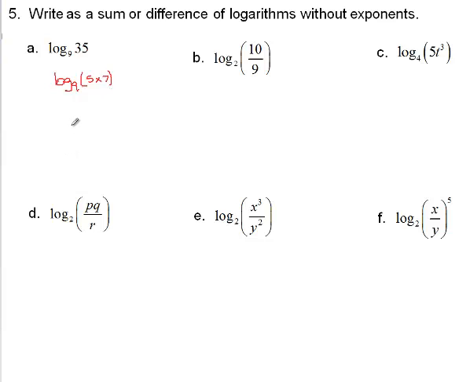Now we could have changed it to anything we want. We could have said log base 9 of 70 divided by 2. Right? That's also 35. So there are different answers here for these. I'm going to leave it as 5 times 7.